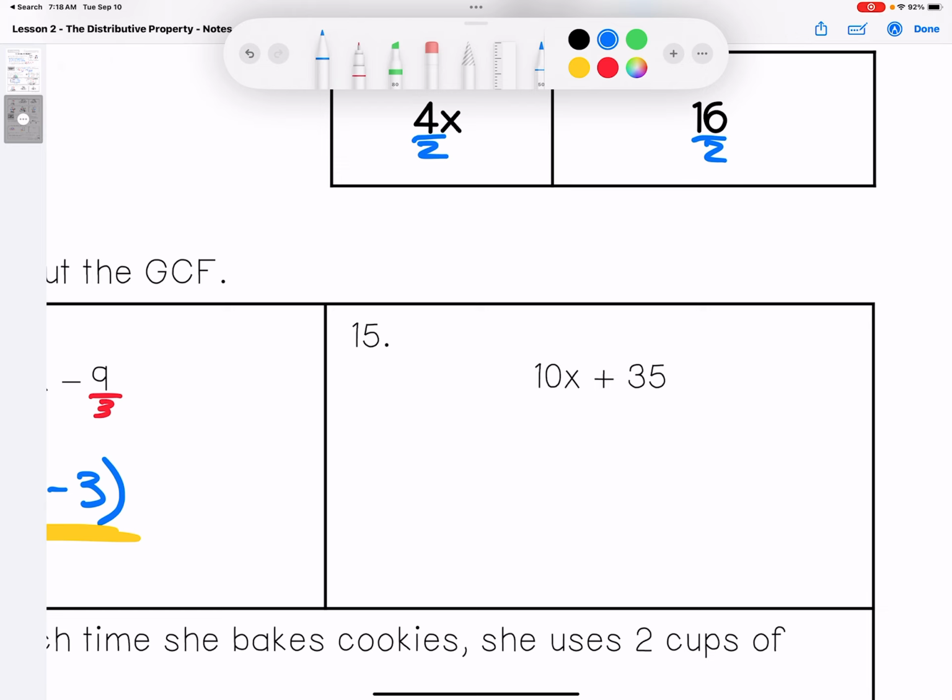15. What number can be taken out of both of those? 1, obviously. 2, nope. 3, nope. 4, nope. 5. 10 divided by 5, so we're taking out 5. 10x divided by 5 is 2x. 35 divided by 5 is 7. The answer is 5, open parentheses, 2x plus 7, close parentheses.